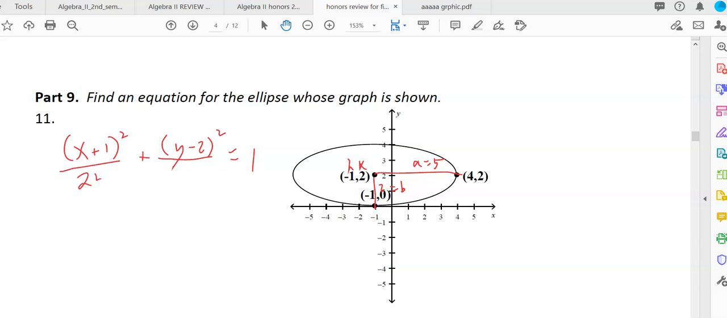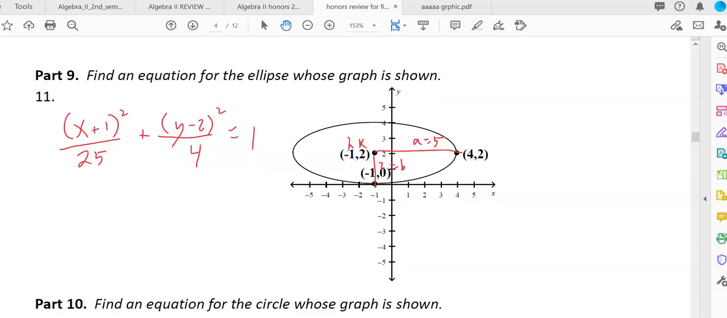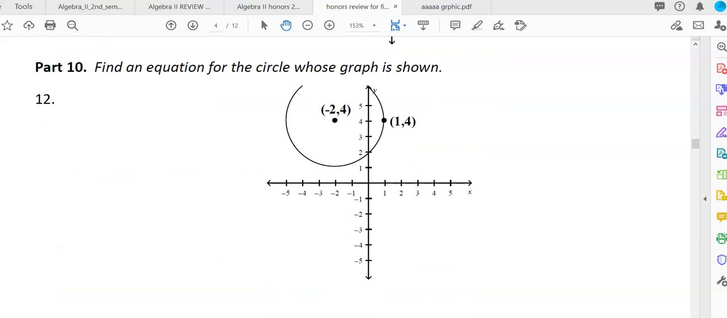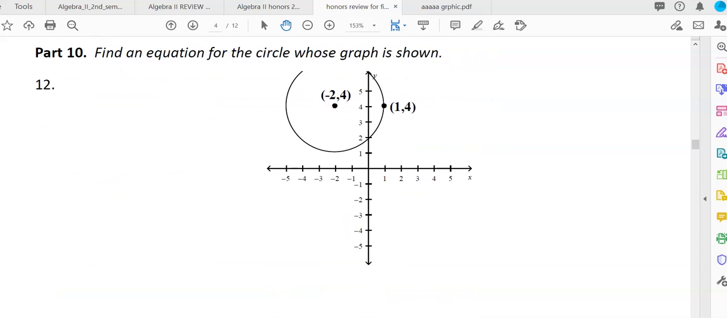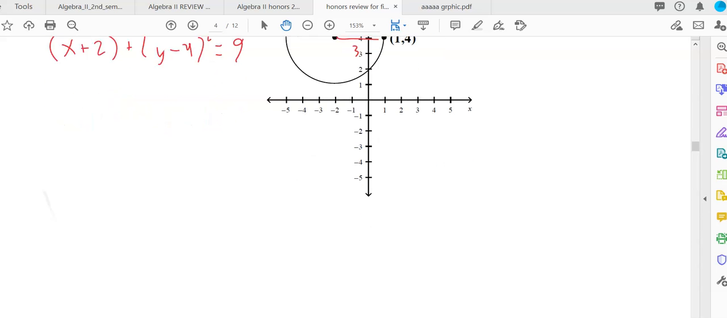Horizontal distance squared, vertical distance squared. So the formula, if you don't have it, is x minus h squared. So x minus -2, which is x plus 2 squared, plus y minus 4 squared equals radius squared. That radius looks to be 3, so that'd be 9.